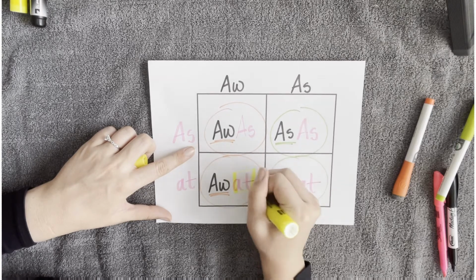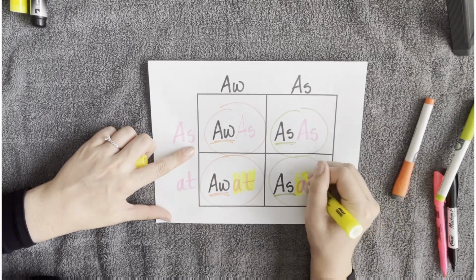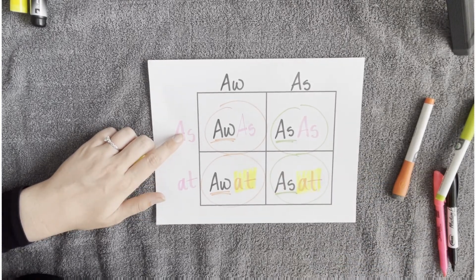We do have some recessive alleles. However, look at what our recessive alleles are paired with. Our recessive ATs are paired with a dominant AW and our incomplete dominant AS. That means that we will not see those recessive traits, those lowercase ATs. We will not see a bicolor black offspring.